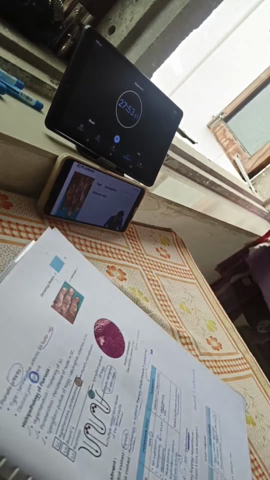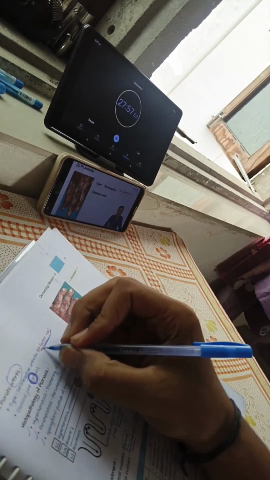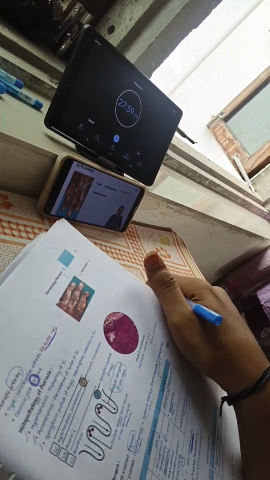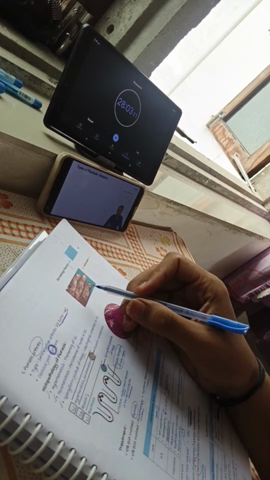We know that means the RA factor is going to be negative. The classical joint where psoriasis is involved is the distal interphalangeal joint. So we see in the picture the involvement of the distal interphalangeal joint. We quickly revise the types of psoriasis.